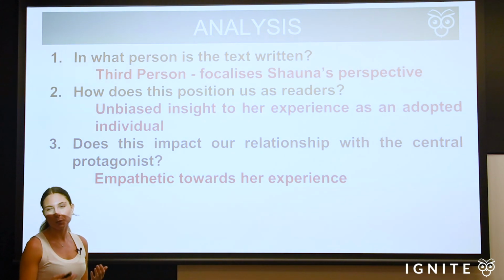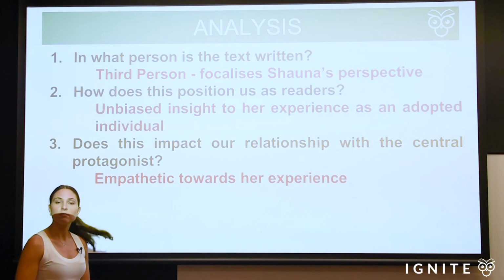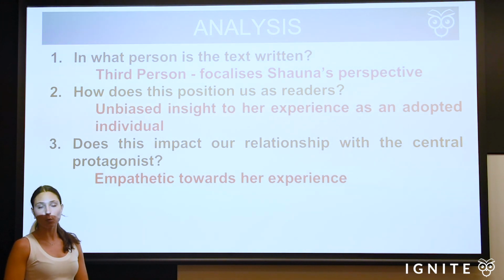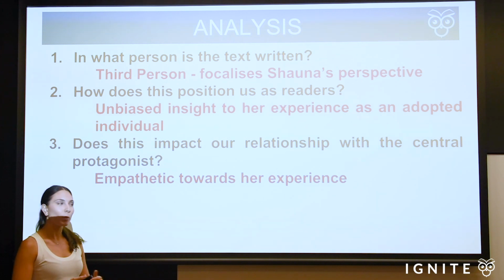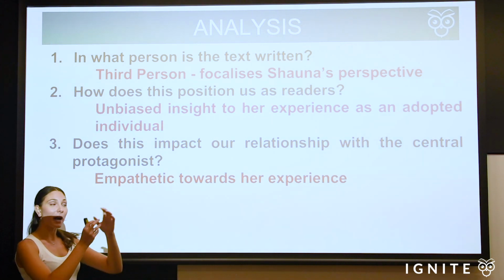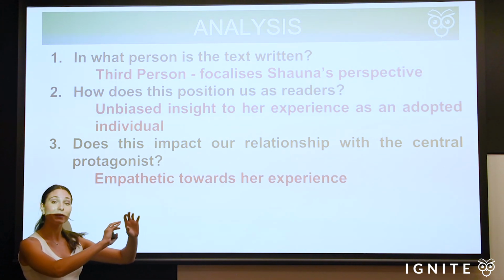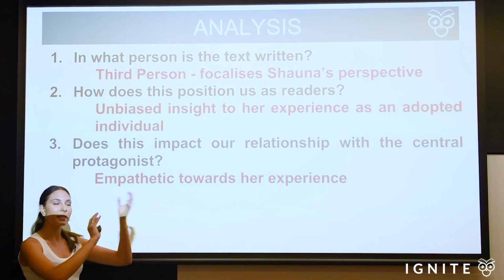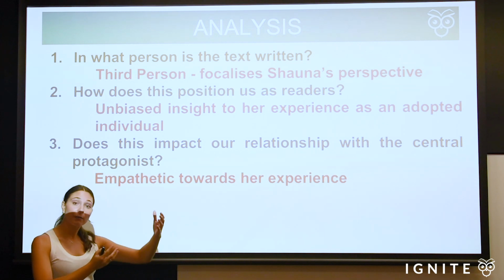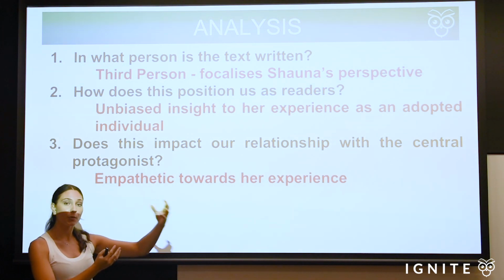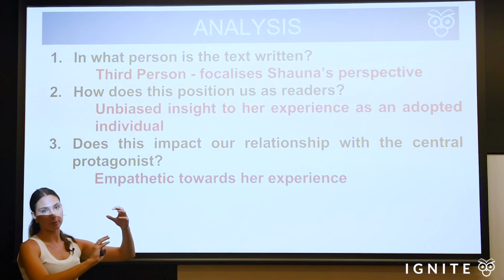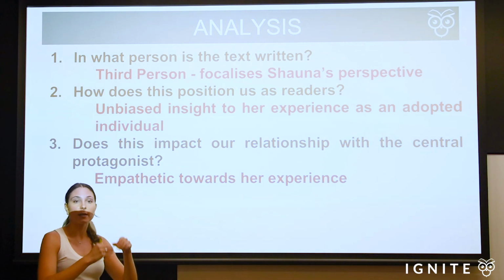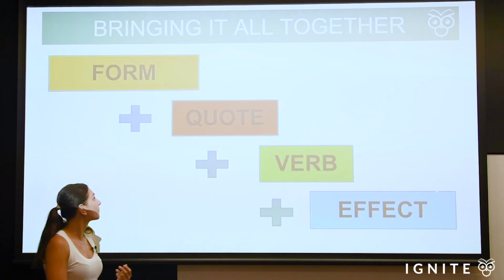Some of my discussion has already really answered that. And the answer to that is that we're more empathetic towards her. We have a profile of her, we know about her likes, and then after we've gained that insight to her as an individual, we're also then introduced to the fact that she's adopted. So we see both sides, the facade of Shauna as an individual character through the third person, but also what's different about her. We gain that privileged insight because of the omniscient narrator.